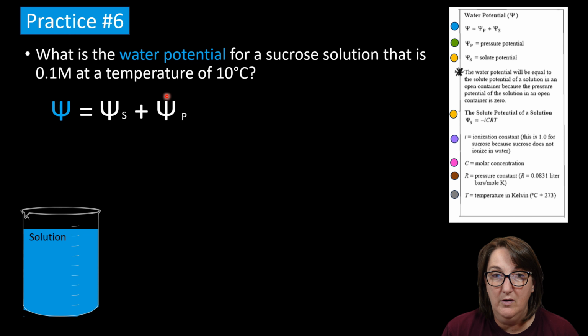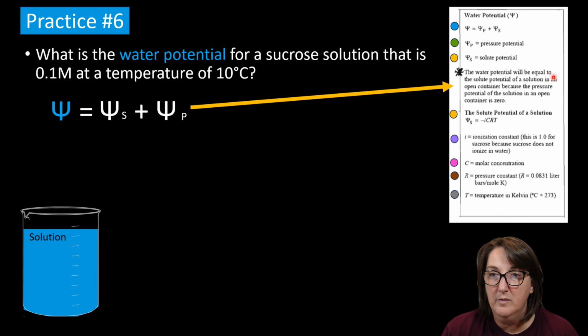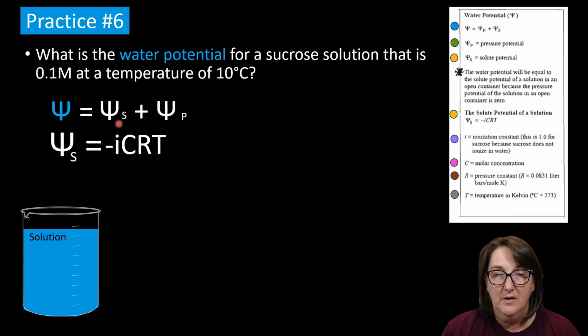Okay, I have my solute potential and my pressure potential. So I need to look right here. The water potential will be equal to the solute potential of a solution in an open container because the pressure potential of the solution in an open container is 0. So what it's saying, if I'm in an open container, my water potential will be the same as my solute potential. When pressure is added, then these two can be different. But if this is 0, these are always going to be the same number. So let's solve for my solute potential, because if I solve for this, I'm getting the same number as that.